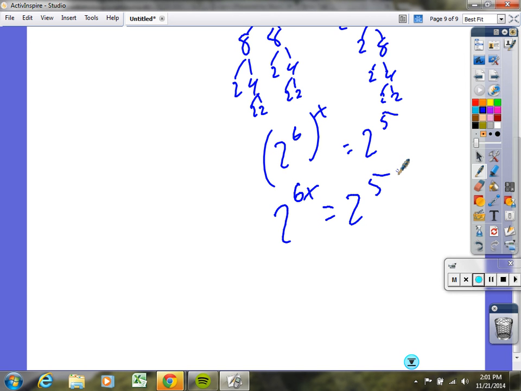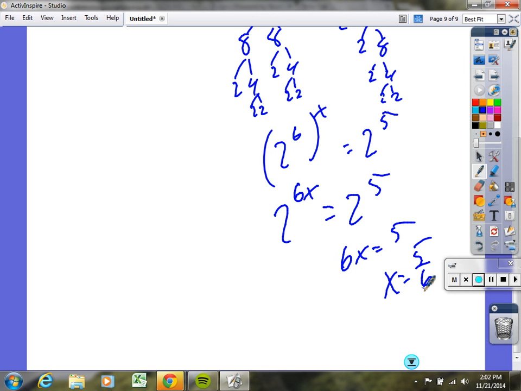Everybody there? Okay? And then notice, if the bases are the same, and they equal each other, what do the exponents have to do? They equal each other, so 6x equals 5. x is 5/6. That's actually a nicer number than what I thought it was going to be. Does that make sense, though?